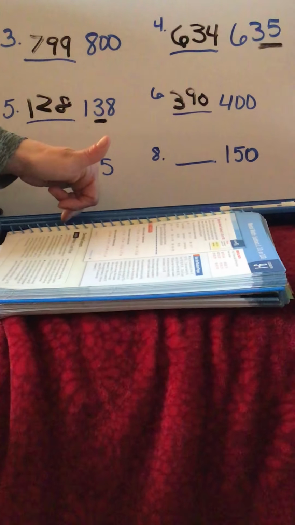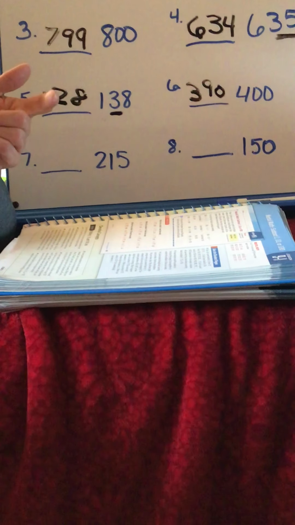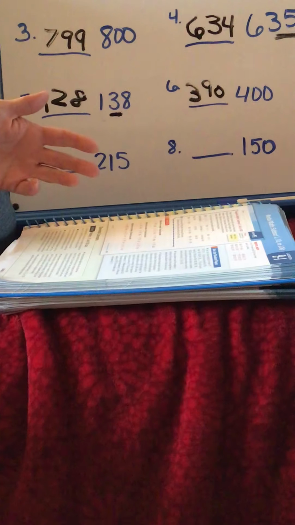215, I'm going to count back 10. I could count back 10 by 14, 13, 12, 11, 10, 9, 8, 7, 6. It's going to get me down to 5. So actually the 2 is going to stay the same. The 1 is going to become a 0. And the 5 is going to stay the same.